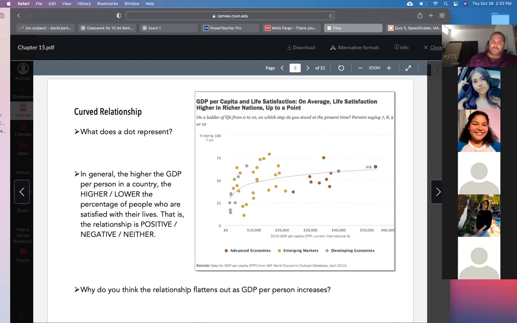Okay. Why do you think, it asks, that the relationship flattens out as GDP per person increases? Why does it not continue going up and up and up forever? This is not so much a statistics reason as it is a common sense reason. And not everyone's common sense is equal. Myself, I'm not even sure, to be honest, why it flattens out. What do you guys think? Anyone have an idea? Any sociology or psychology majors here who might have an idea as to why it tends to flatten out?